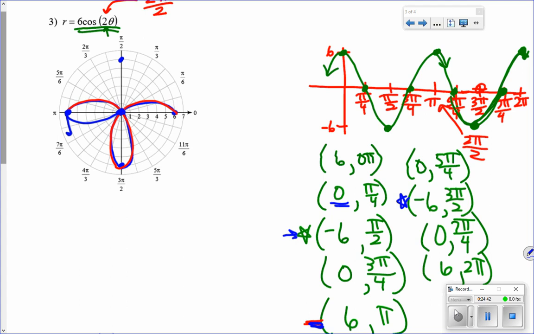So to continue my curve, I'm going to curve up to there. I get to my next, 0, 7 pi over 4. That puts me back at the origin. Continue down. My last point, 6, 2 pi, puts me back at the position where I started, so continue my curve, and you can see the 4-petaled rose that we made.